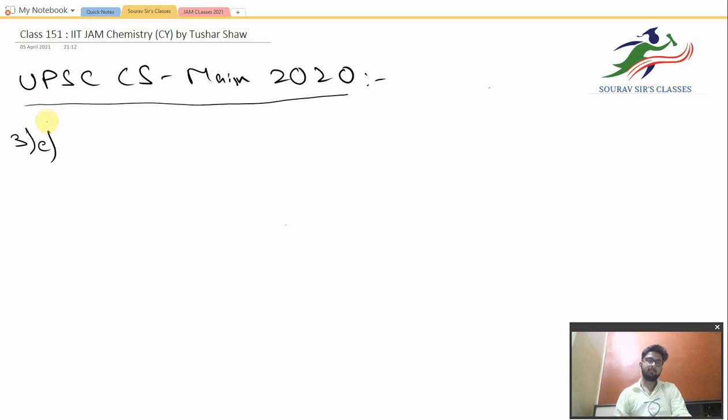Question number 3E says: write down the Debye-Hückel limiting equation for ith type of ionic species in the salt solution with symbolic significances and units. So we have to write the DHLL, Debye-Hückel limiting law, for the ith type of species. Here we don't have to write the derivation or anything. We are provided 10 marks for writing this answer correctly.